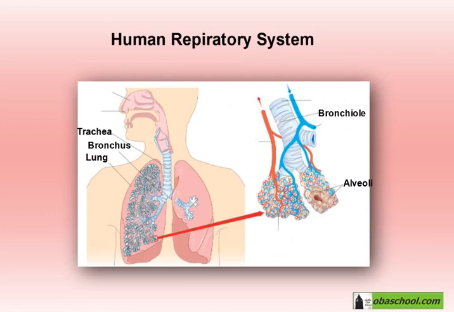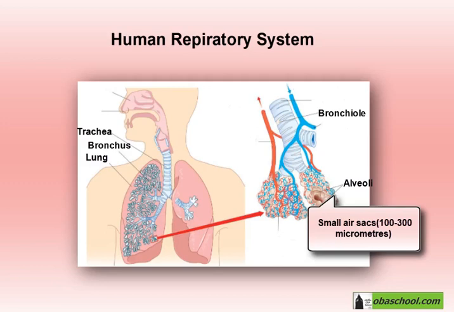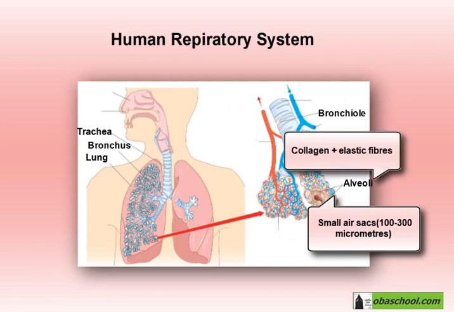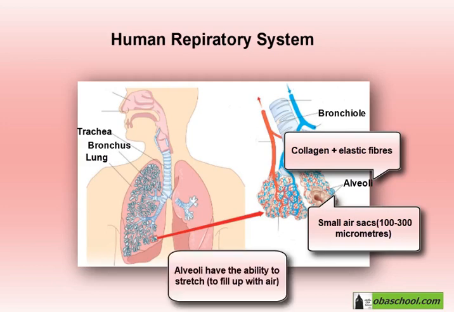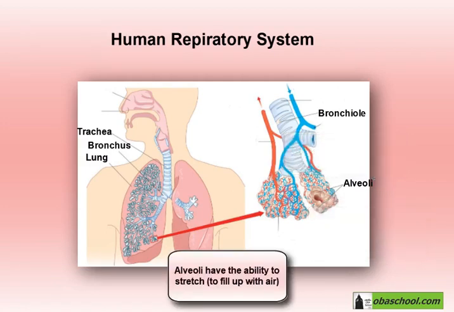The alveoli are small air sacs. They have a diameter between 100 micrometers and 300 micrometers. We have some collagen and elastic fibers between the alveoli, and they are lined with epithelium. These elastic fibers allow the alveoli to stretch because once they fill with air, they are going to increase in volume. So having elastic fibers supports this stretching without them bursting.